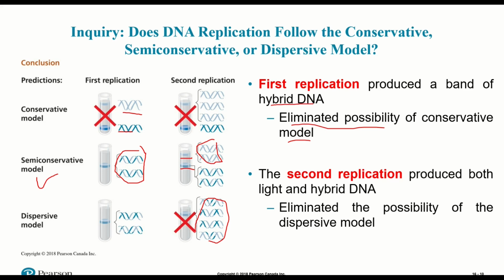Finish. So in this way, Meselson and Stahl tested the hypothesis of Watson and Crick and showed that only the semi-conservative model of replication was correct.